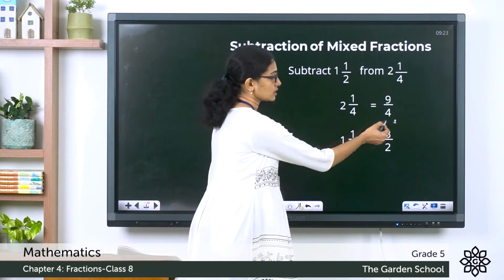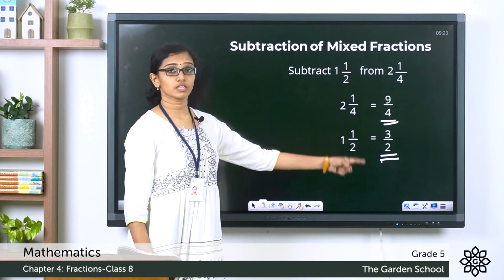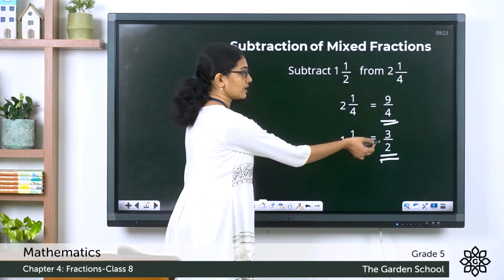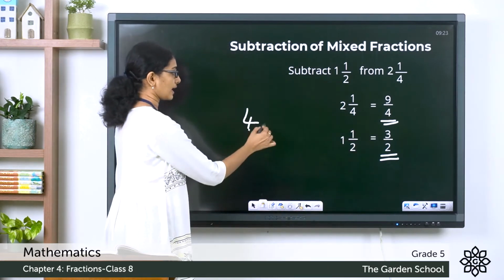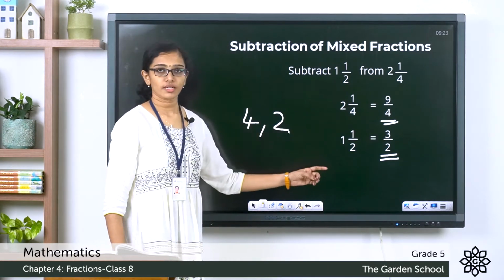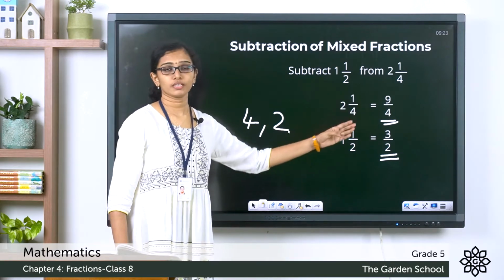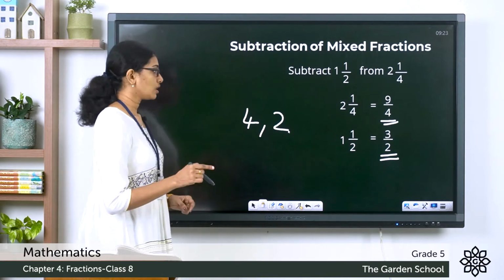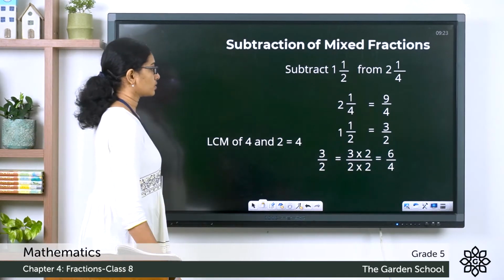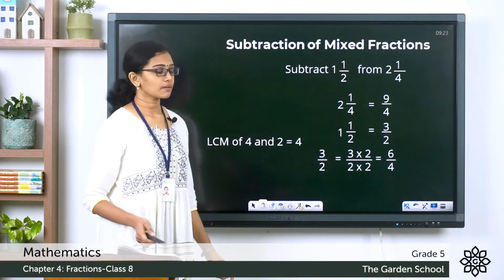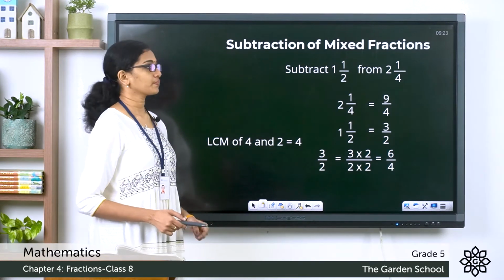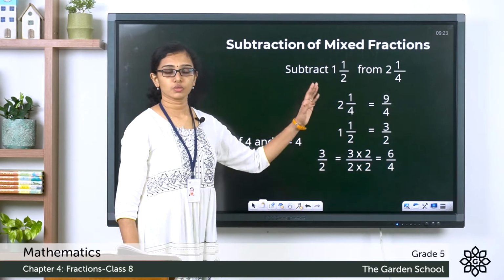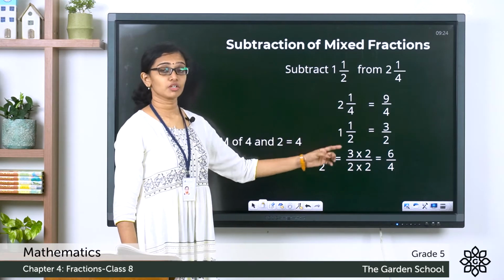Now look at the fractions. These improper fractions have different denominators. How do we make them have the same denominators? We find the LCM of 4 and 2 and then choose a number so that we can multiply both the numerator and the denominator, and then the denominator will become the same as the LCM obtained. So let's see how we can do that. We know the LCM of 4 and 2 is 4.